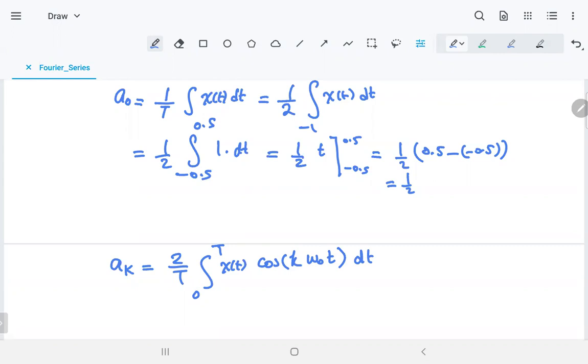So in this formula, obviously you always need to find omega naught. How do you find omega naught? It's the fundamental component. Yes, we have T, the period, right? We have T.